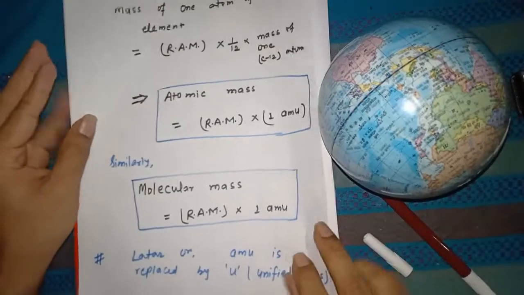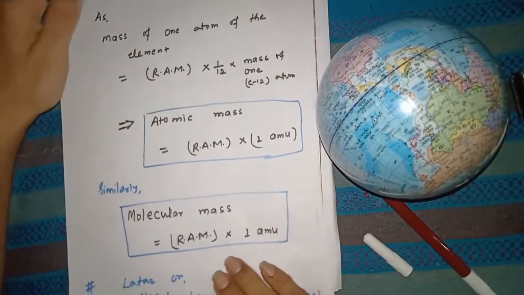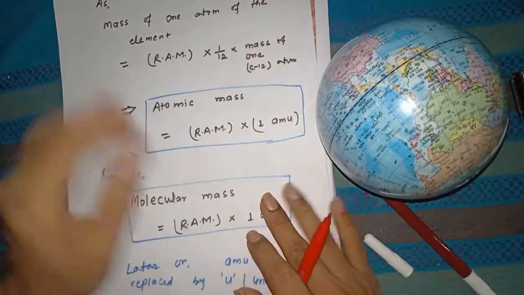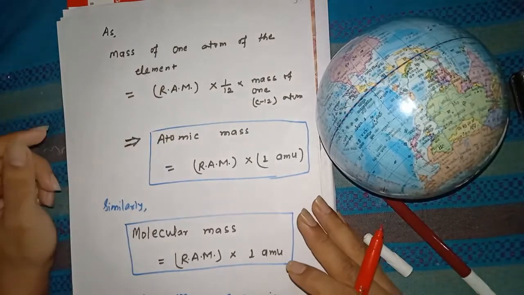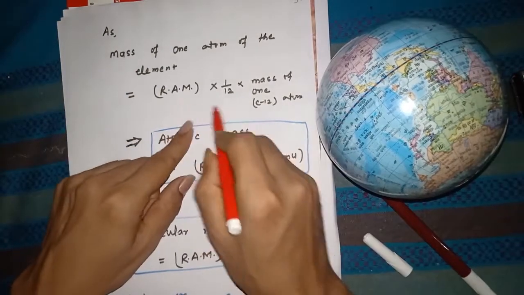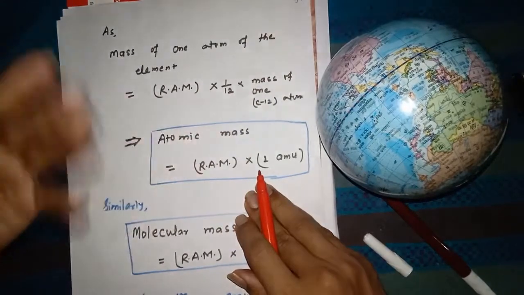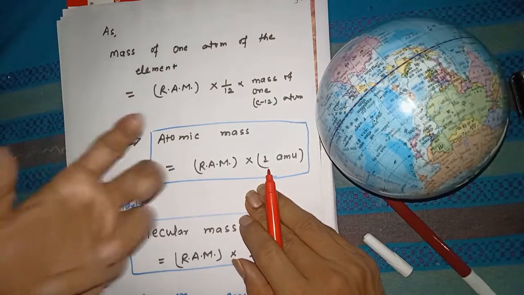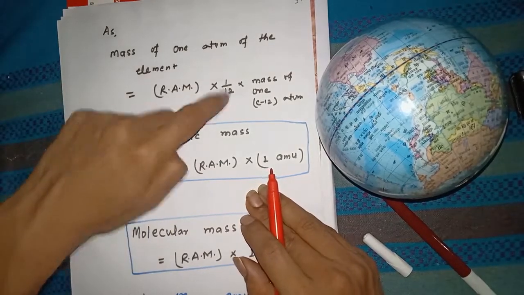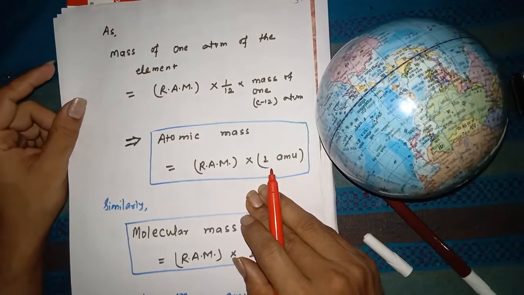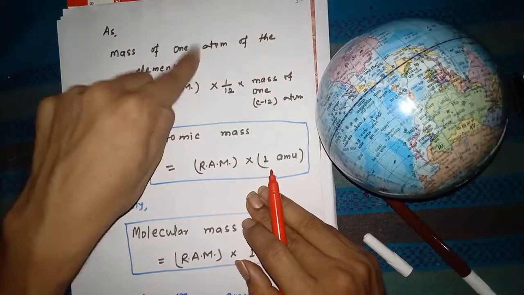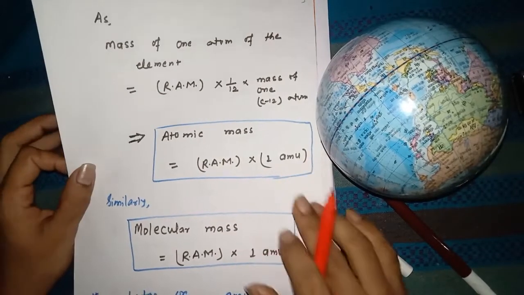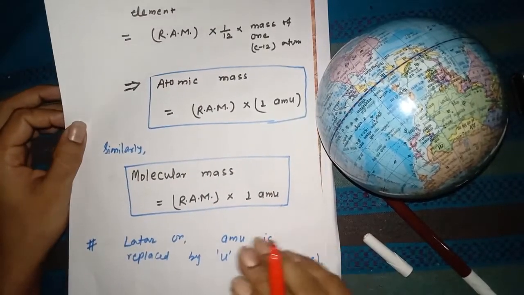Now you have understood the AMU, and we have to express RAM and AMU in the same way. We have already known that the mass of an atom of an element is RAM into 1 by 12 into the mass of one C12 atom, by the definition of RAM. AMU is nothing but 1 by 12 of the mass of one carbon 12 isotope atom. That means atomic mass, or mass of an atom, is nothing but RAM into 1 AMU. Have you got my point?